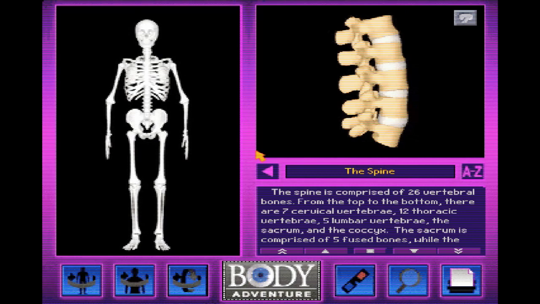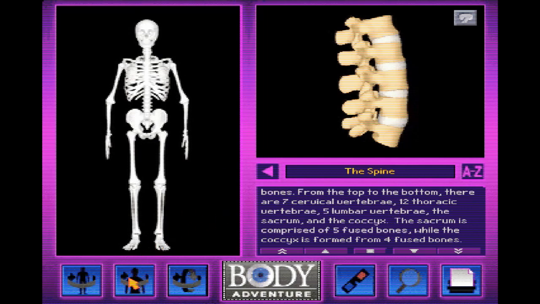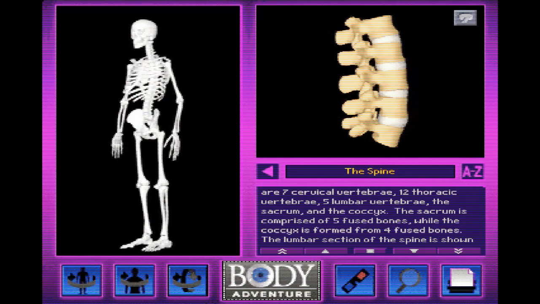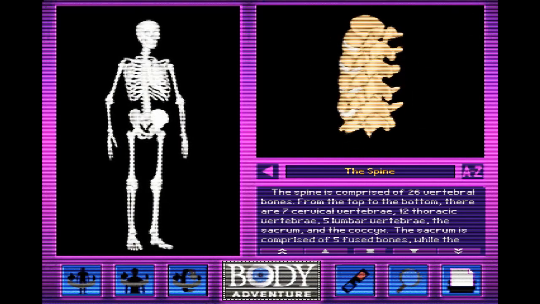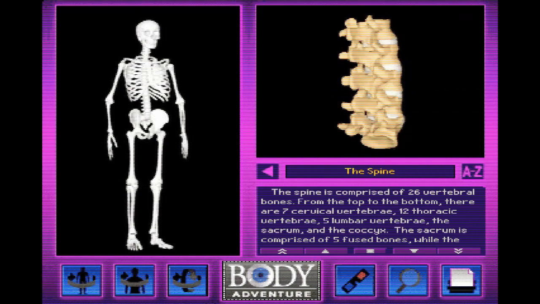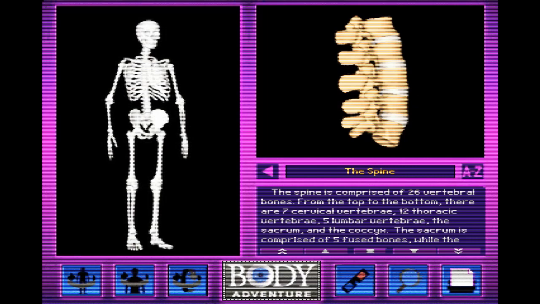The spine is comprised of 26 vertebral bones. From the top to the bottom, there are 7 cervical vertebrae, 12 thoracic vertebrae, 5 lumbar. Oh, sorry. I was just trying to turn the spine around. Lumbar spine. Want to learn about the lumbar spine? Set it up straight so you can see it.